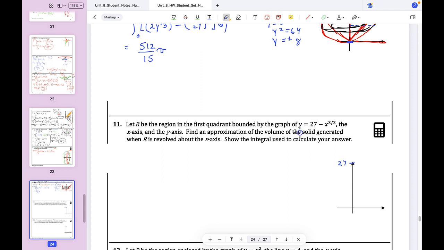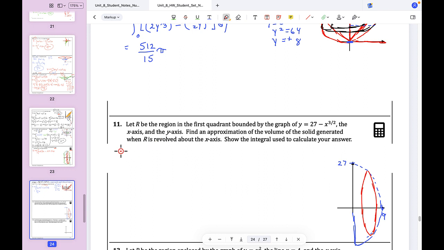Oh, this is a calculator problem. That's silly. Okay, so doing it on your calculator, you're going to find it's going to cross the x-axis at 9, all right? It's bound by that curve, the x-axis, and the y-axis. So that's the region I'm talking about. It's revolved around the x-axis. So we can see that this is not a washer method. This is just a disk method.